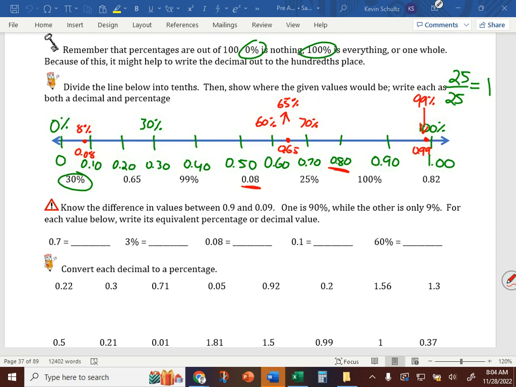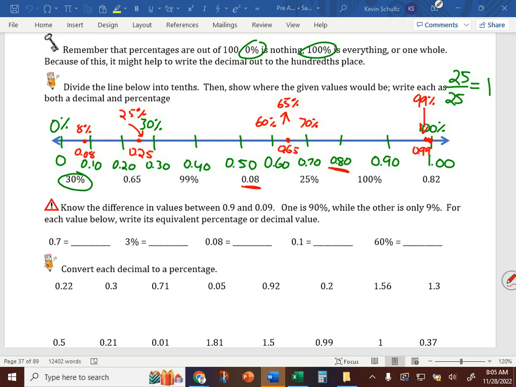25%, give me a ballpark where that value is going to be. Mia? Okay, between 0.2 and 0.3. 0.25 is the decimal value, and that's going to be 25%. Okay, 100%, that's way over here. That's everything, right? 1 whole would be the decimal value of that.